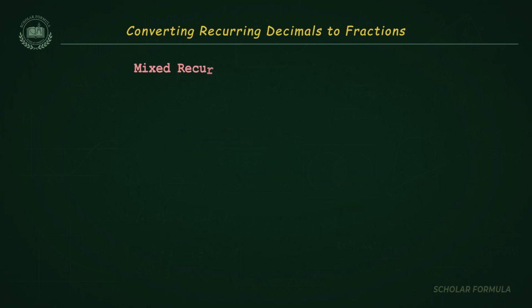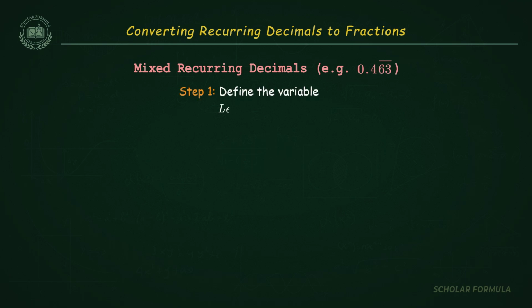Now, let's explore mixed recurring decimals, where the repeating pattern doesn't start immediately after the decimal point. Let's start by representing our decimal as x. But in this case, a single multiplication isn't enough to get the decimal parts to match up. To fix this, we need to create two new equations where the recurring parts are perfectly aligned.